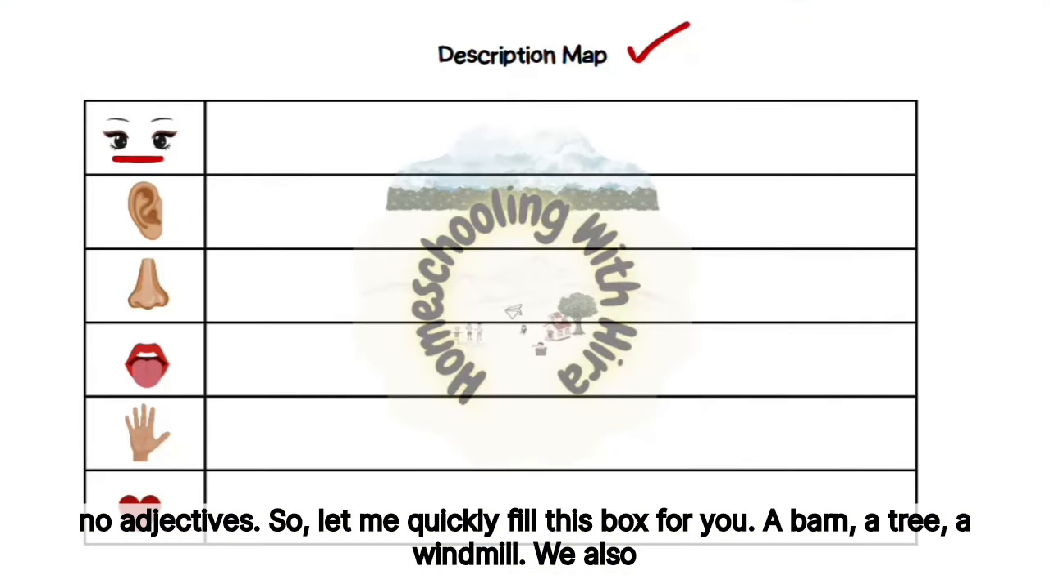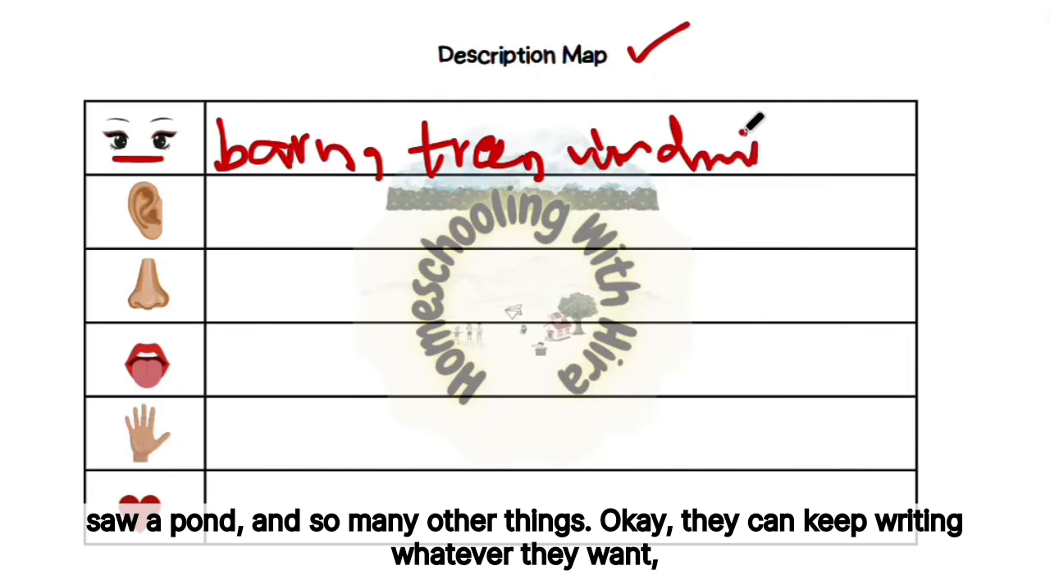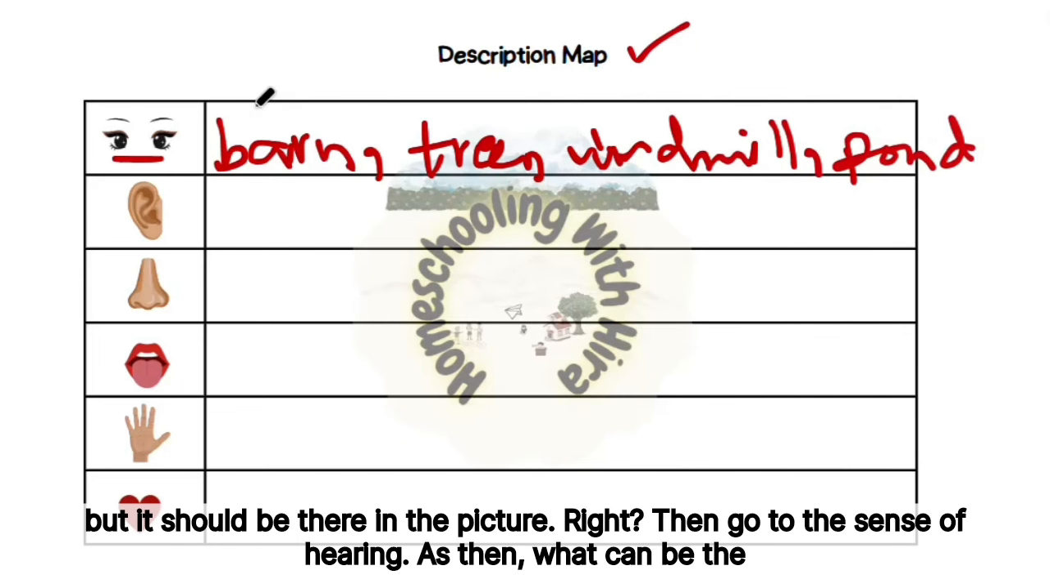So let me quickly fill this box for you. We saw a barn, we saw a tree, we saw a windmill, we also saw a pond, etc., and so many other things. Okay, they can just keep writing whatever they want, but it should be there in the picture, right? Then go to sense of hearing.